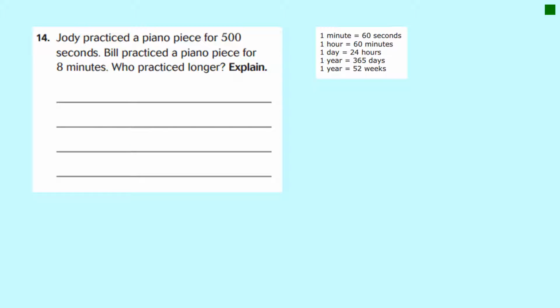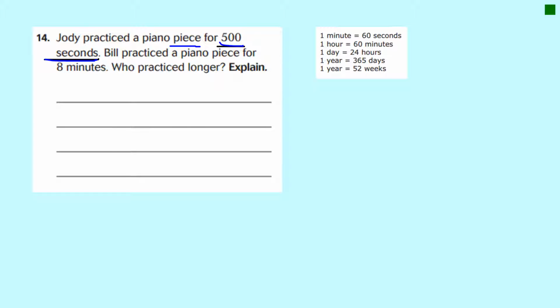This is at the bottom of your page, right? Problem solving. It says Jody practiced a piano piece for 500 seconds. Oh my goodness, who would ever time something like a piano piece to the seconds? And when they say piano piece, boys and girls, they mean one kind of a song played on a piano. One piano, it's not a song because there's no singing. That's why they call it a piece. Jody practiced a piano piece for 500 seconds.